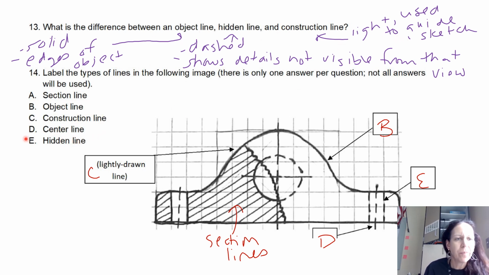And then on this, we had the object, the construction, the center line, which is also dashed, usually with longer dashes, and it would be in the middle of something. And then these are section lines that show that you've sliced away a part of the object, and it's to say, okay, I sliced this away and this is solid. It's kind of an awkward sketch that they have there. I think they were just trying to get as many lines as possible onto it.